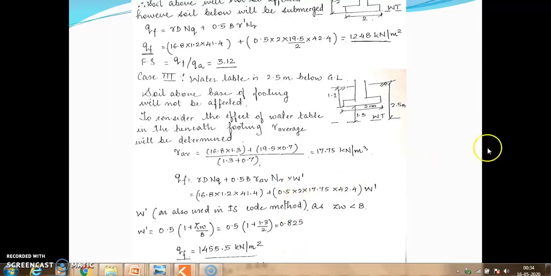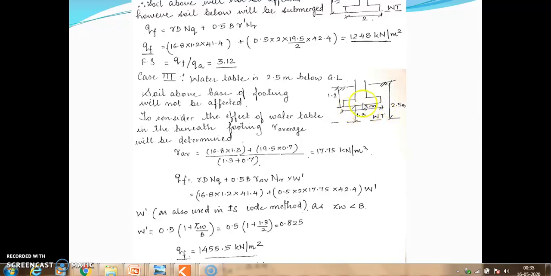Okay, so now going ahead with the problem. We are discussing case 3, that is when the water table is present at a depth of 2.5 meters below the ground level. Now the founding depth was 1.2 meters, and what is mentioned in the numerical is that the water table is at 2.5 meters, so that makes it net 1.3 meters below the foundation. I've just drawn a figure to help understand this.